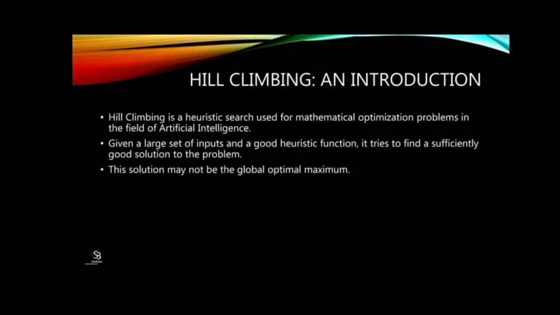So, introduction of hill climbing. Hill climbing is a heuristic search used for mathematical optimization problems in the field of artificial intelligence. Given a large set of inputs and a good heuristic function, it tries to find a sufficiently good solution to the problem. This solution may not be the global optimal maximum.